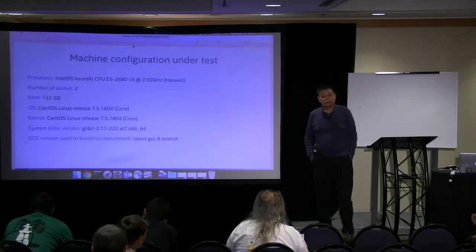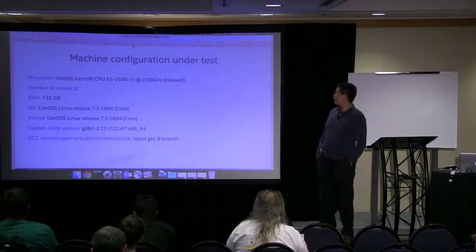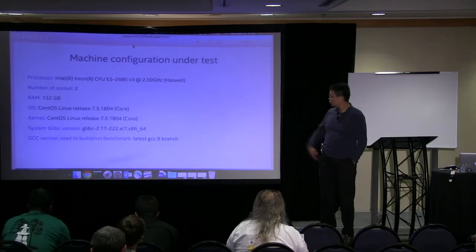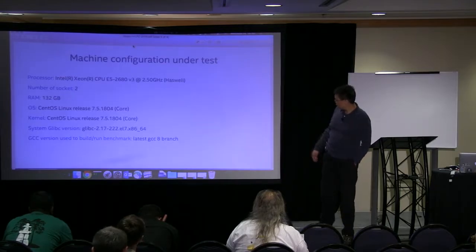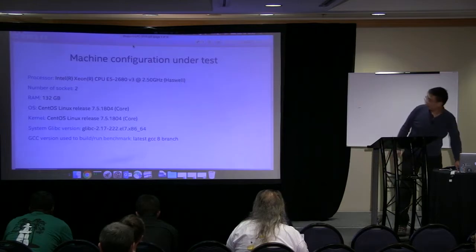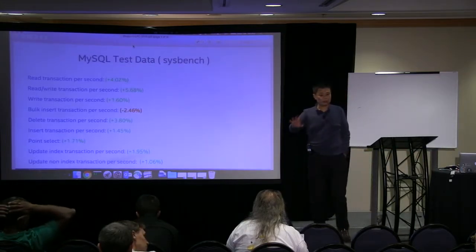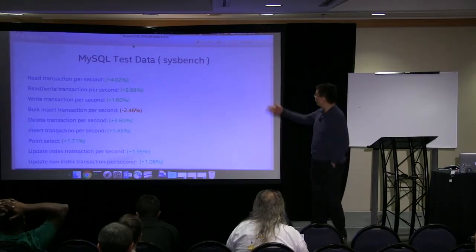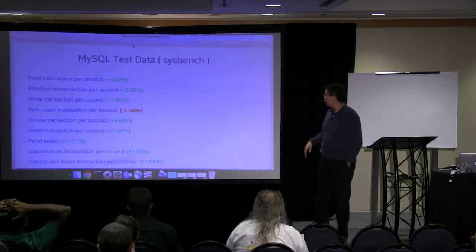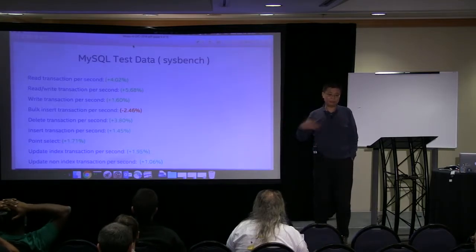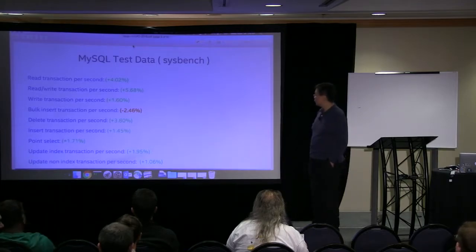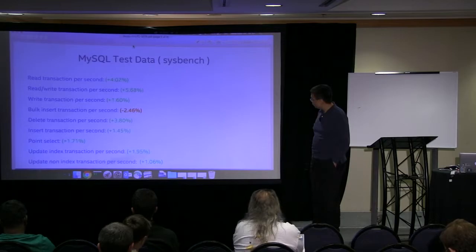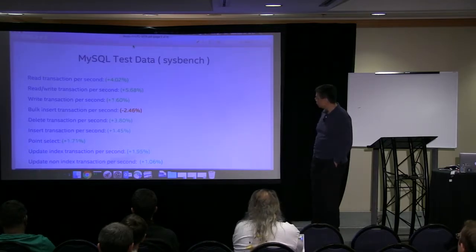We ran some tests. This is a dual socket Haswell processor. We picked an old CentOS, with GCC 8. The thing is, this library only contains memory and string functions. So we picked the MySQL test data, because in this database there are many string copy, compare, and other memory functions. So this is basically the improvement we have seen, and it's visible.